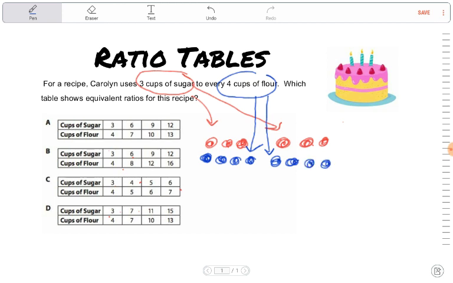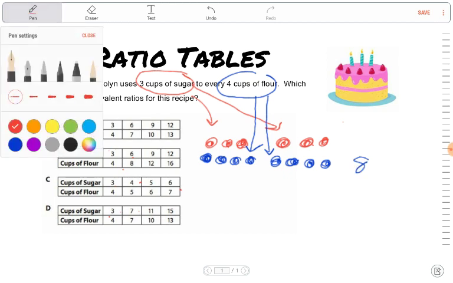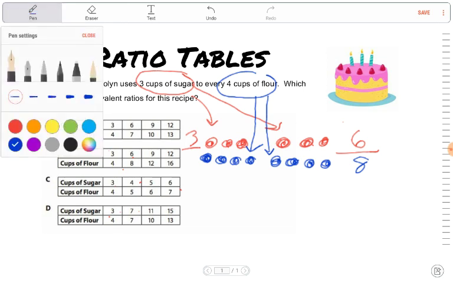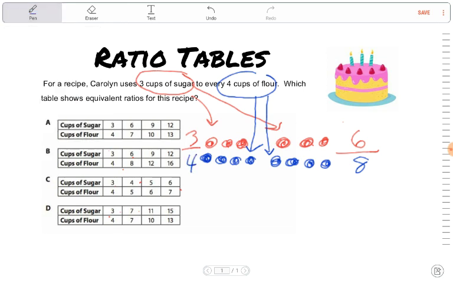How many cups of flour do I have? I have 8. And how many cups of sugar do I have? I have 6. Now that tells me that our original ratio, which was 3 to 4, well, that's an equivalent ratio of 6 to 8. We're just doubling both. You can do that yourself, maybe without the pictures, by saying 3 to 4. If I double it, I'm going to get 6 to 8.